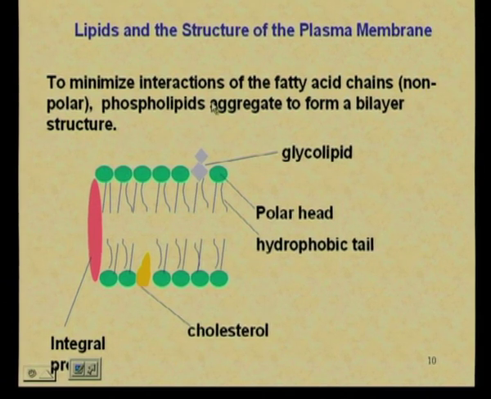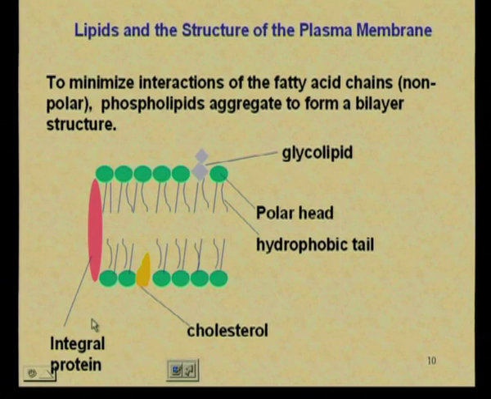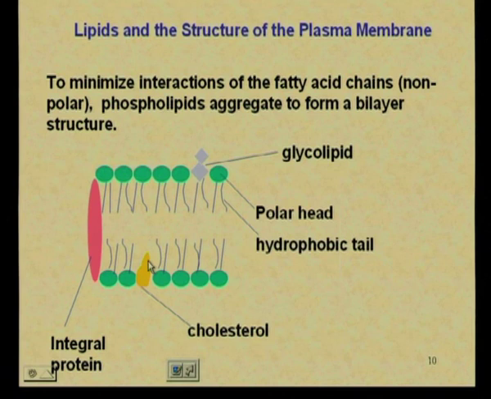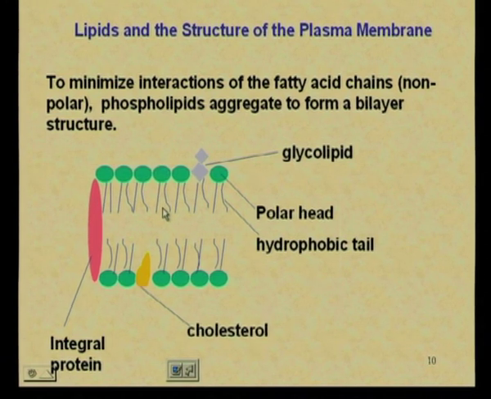So, we know that we have the formation of our lipid bilayer. We have here now a glycolipid. What is a glycolipid? Something that has a sugar attached to it. All the green spheres are polar heads, all the blue lines here are hydrophobic tails. In here we have cholesterol. Now, this cholesterol is there to impart some fluidity to the membrane, so that it does not be rigid. Here we have a protein molecule. Now, we are going to see how these protein molecules actually help in the transport.